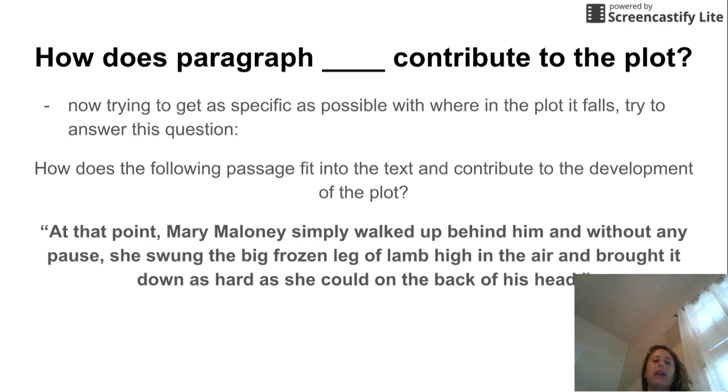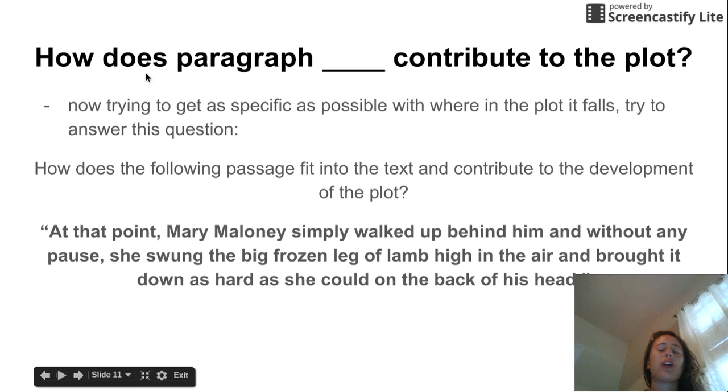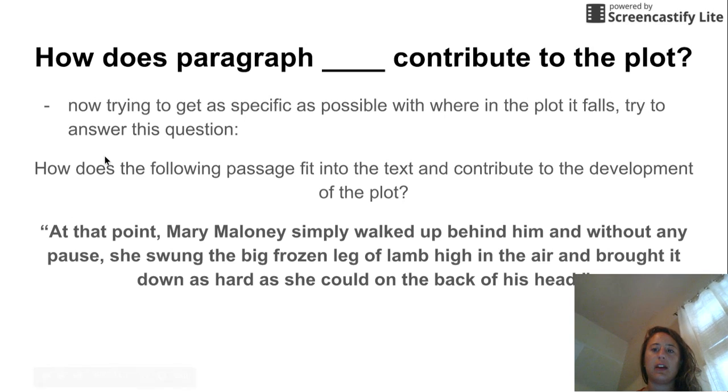Okay, so now that we understand that, we're going to take it a step further. Try and be as specific as possible with where in the plot it falls, in the plot part it falls. So for example, how does the following passage fit into the text and contribute to the development of the plot?